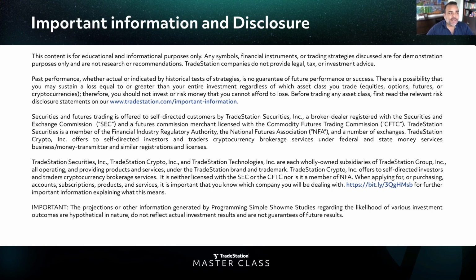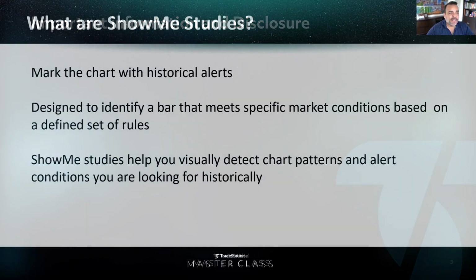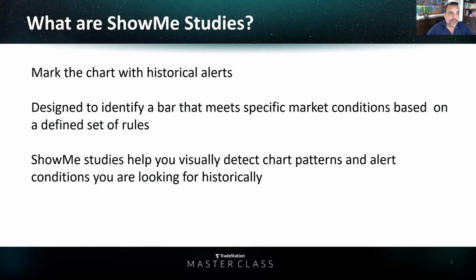All right, so a Showme study marks the chart with historical alerts. That may not be very clear to a lot of you, but if you have a study that generates an alert, let's say, for example, a moving average cross. So you have two moving averages on the chart, and what you're looking for is for the two moving averages to cross. If you generate an alert, of course, that's going to be a real-time alert, and it'll either pop up at the bottom of your screen or you'll hear a certain sound. That's the way that TradeStation generates those real-time alerts that something's happening.